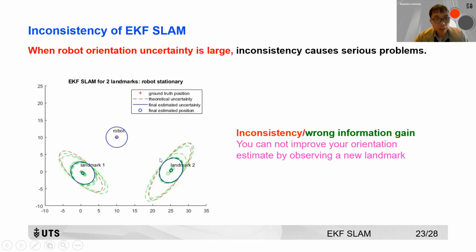So this is an inconsistency issue, right? If the robot stays here and observes two landmarks, the red ellipse shows the theoretical limits. But if we do normal EKF SLAM using the Jacobians evaluated at the estimated values, then we end up with something very small, which is close to a circle. So this is the wrong information gain, or inconsistency. And it contradicts our intuition that you cannot improve your orientation estimate by observing new landmarks.